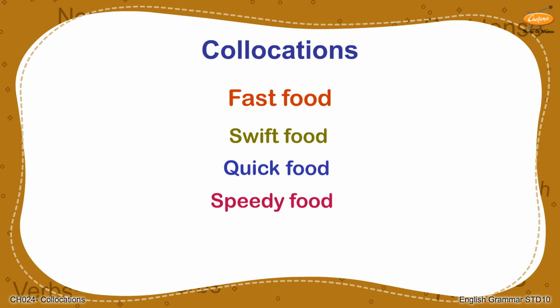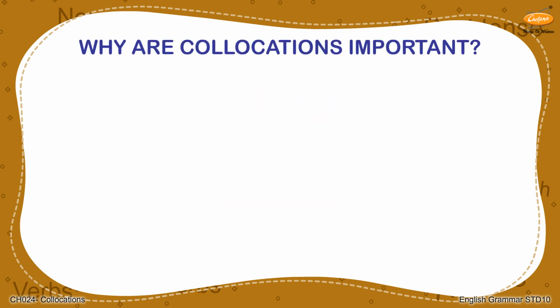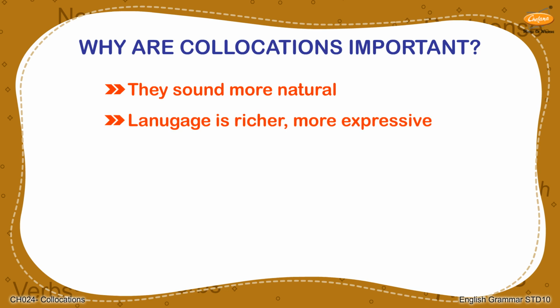They might all still make grammatical sense, but the reason they sound wrong is because fast food has been used for so long by so many people, it has become the correct term by default. Collocations are important for you to know and learn because when you use them, you will sound more natural and your language will be richer and more expressive.